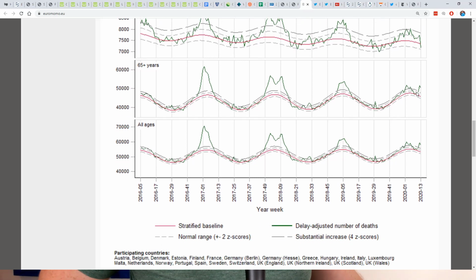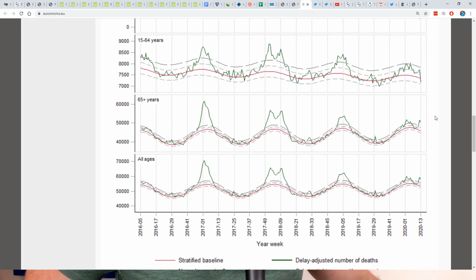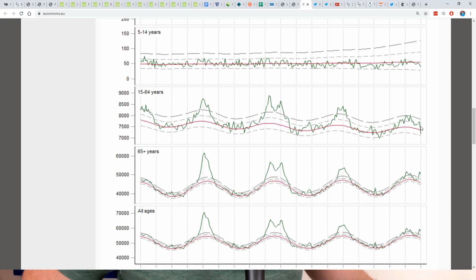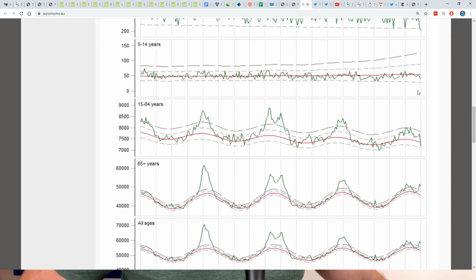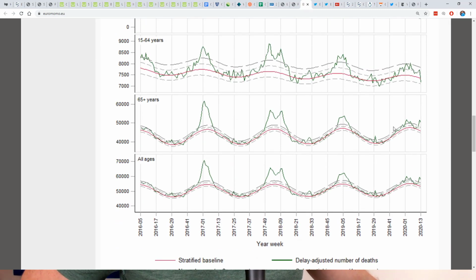Look at age 65. Well, we know that these are the people that are more predisposed to deal with the flu or deal with corona, right? And that's up a little bit. All ages is up a little bit, but we know that the 65 plus is pulling all the other ages up. How do we know? Because these groups overall are down, down, and down. So we have to assume that this group is pulling the average up.